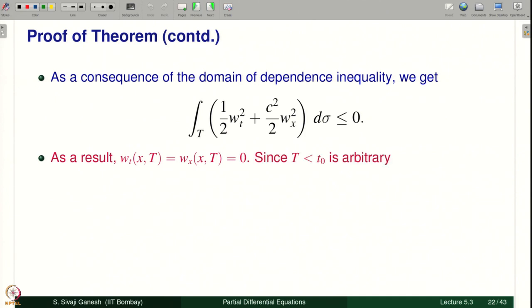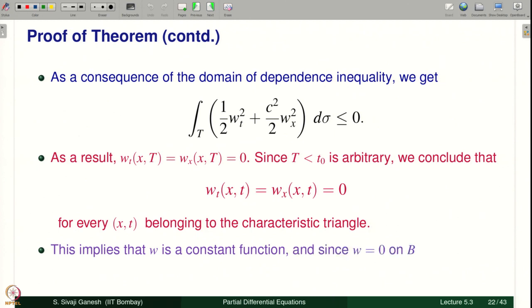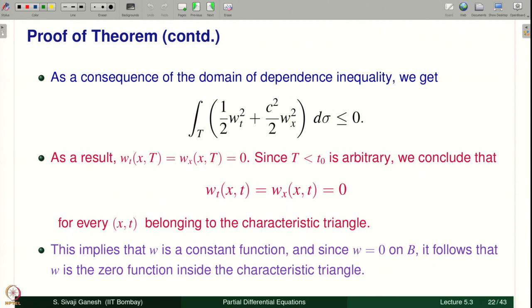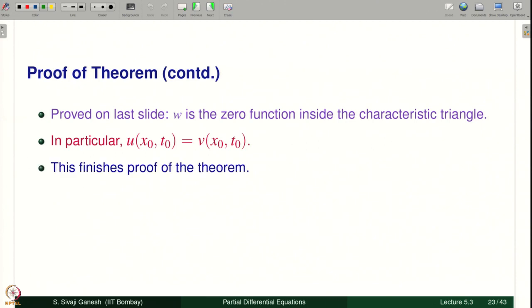Now, capital T is arbitrarily chosen, less than t naught. Therefore, we get wt of (x, t) and wx of (x, t) are 0 for every (x, t) belonging to the characteristic triangle. This implies that w is a constant function, but w is already 0 on b, therefore it must be 0 everywhere. w is 0 everywhere is the same as saying u is equal to v everywhere in the characteristic triangle. Therefore, the solution is the same: u at (x naught, t naught) will be the same as v at (x naught, t naught). So, as proved on the last slide, w is a 0 function inside the characteristic triangle. In particular, u of (x naught, t naught) equals v of (x naught, t naught). This finishes the proof of the theorem.